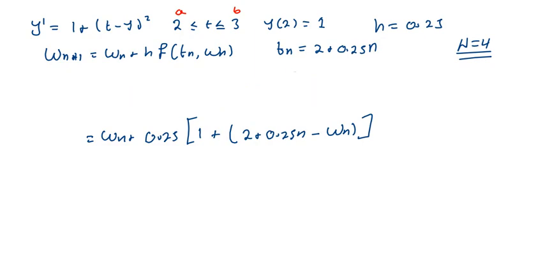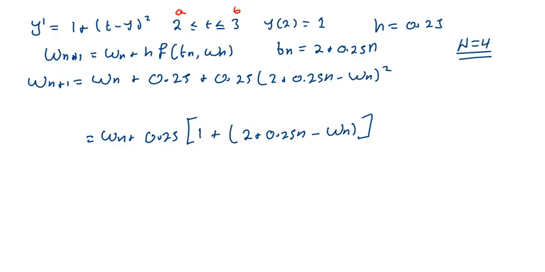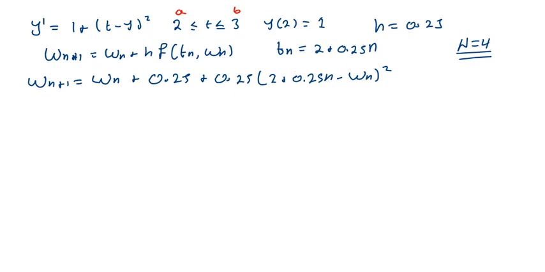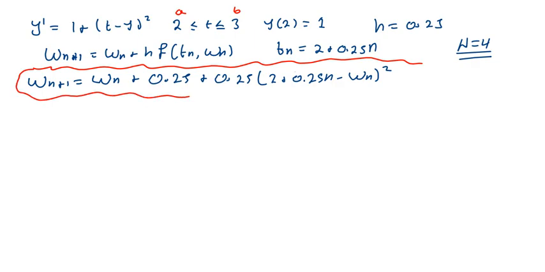So the generalized expression w_{n+1} is simply equal to w_n plus, I can expand this, 0.25 times open bracket 2 plus 0.25n minus w_n squared. That happens to be my generalized expression, and it's the one that I'm going to be using. Remember, this is the first approach that I'm taking. Now let's go ahead and start approximating this. We'll start from n equals 0.